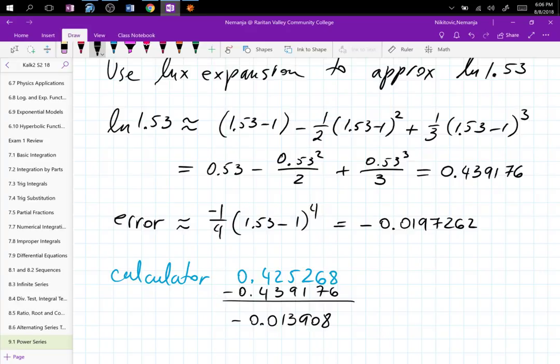Now, obviously, on your exam, I tell you I want 3 terms or 4 terms, and that's that. And then you just go and calculate the extra term for the error and say, I expect the error to be so much.